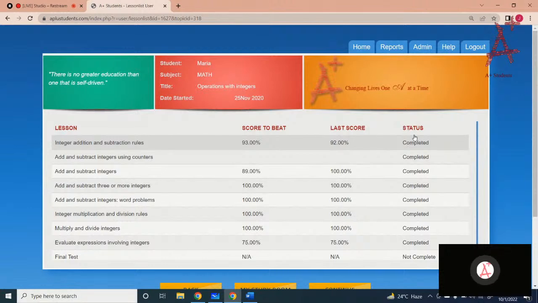So the lessons we covered today are compare and order integers, inequalities with absolute values, the final test for the topic, chapter integers, and we've started the third chapter, that is operations with integers. So we are done with integer addition and subtraction rules. Got it? So that's all for today.